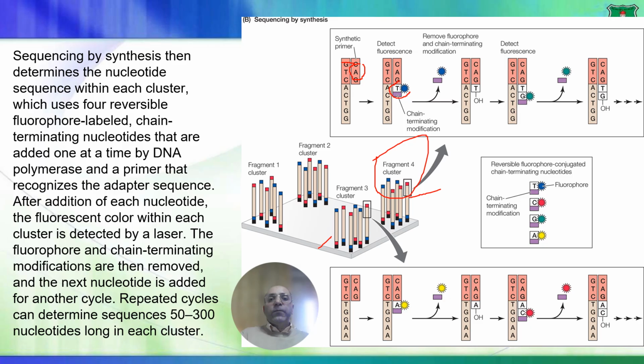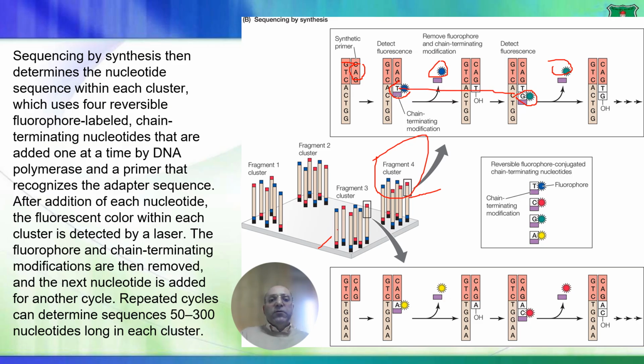Now this T has to be modified for two reasons. One, to emit a signal. Two, it has to be modified so that the following nucleotide is added. So it gives a signal and it's modified so that the following nucleotide is added. Notice that the signal that comes out of this nucleotide is different. The first one was blue, the other one was green, and so on. For that cluster, notice that T is added and then G is added.